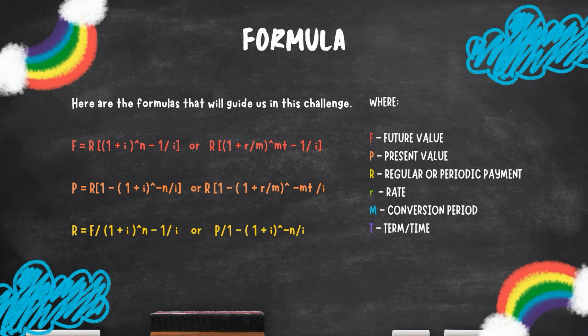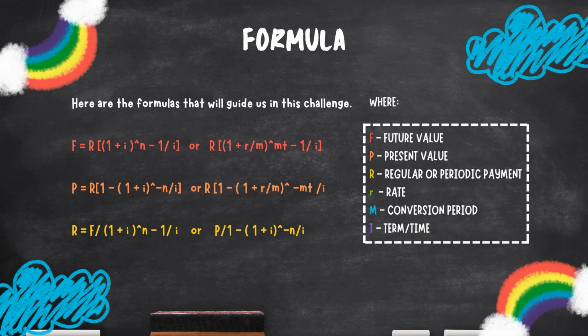And lastly, in solving for the regular payment of a simple annuity, we have 2 formulas, and the usage of these formulas depends on what is given. If the future value is given and the present value is not, we may use F over ((1 plus i) raised to the power of n, minus 1) over i. But if the present value is the one given and the future value is not, we may use P over (1 minus (1 plus i) raised to the power of negative n) over i, where F stands for future value, P for present value, uppercase R for regular or periodic payment, lowercase r for rate, m for conversion period, and t for term or time.